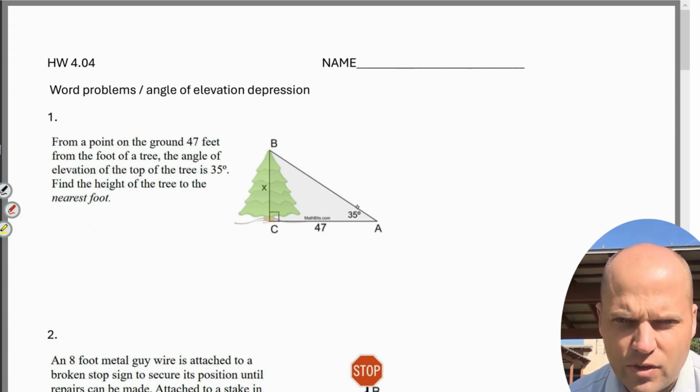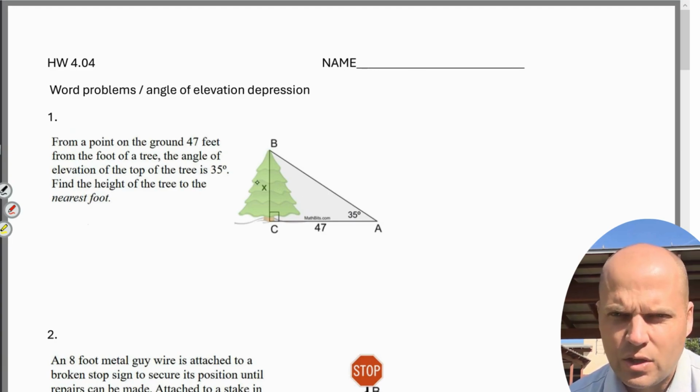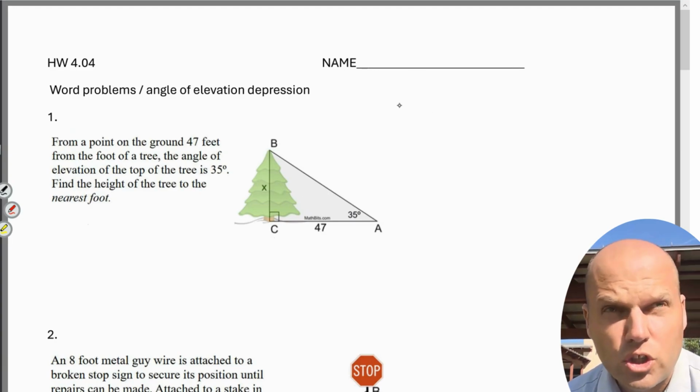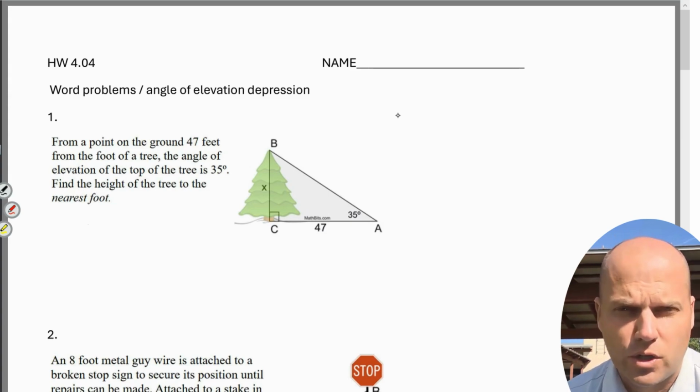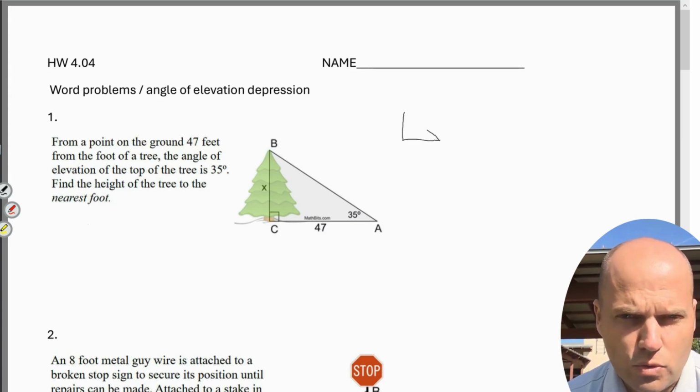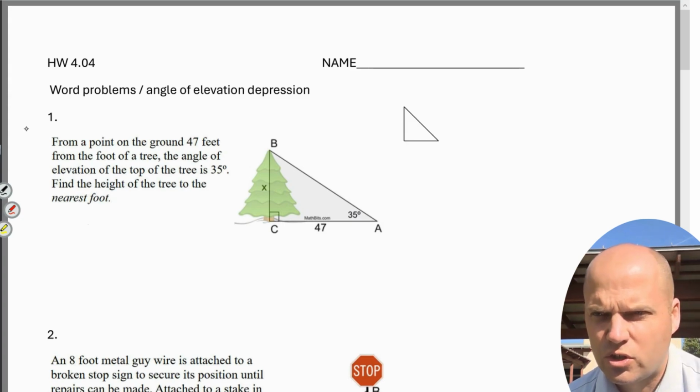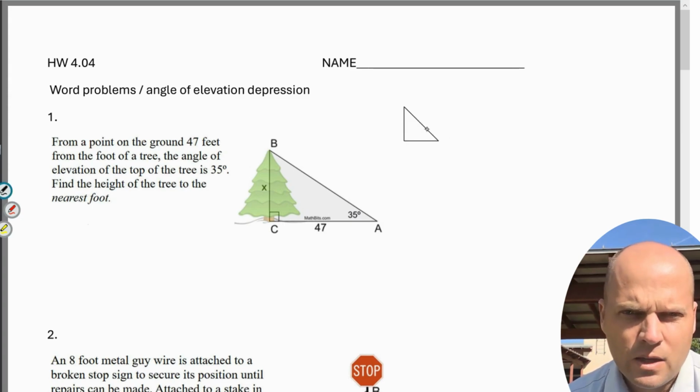Trying to find this height. We have this angle. We have this side length. Trying to find the height of the tree. We're starting with pictures at the beginning of this homework. Towards the end of the homework, you need to be able to draw the pictures, so you'll be able to practice that. If you like to do the small triangle method, this would be the sine of 35.